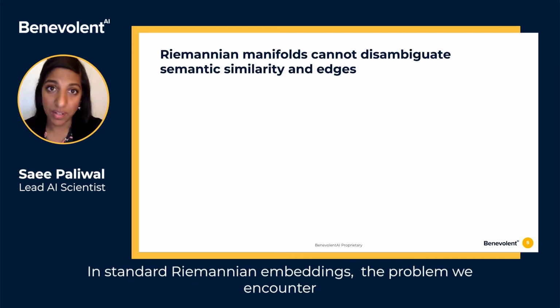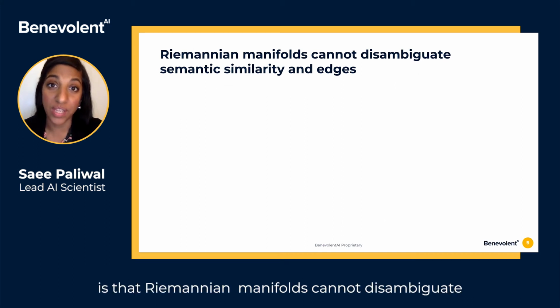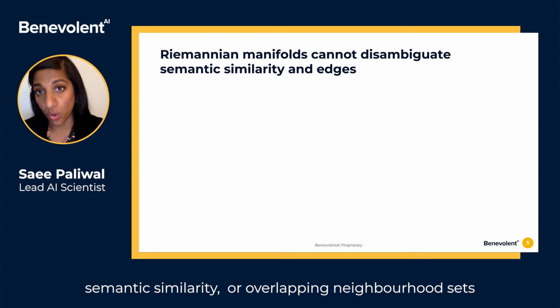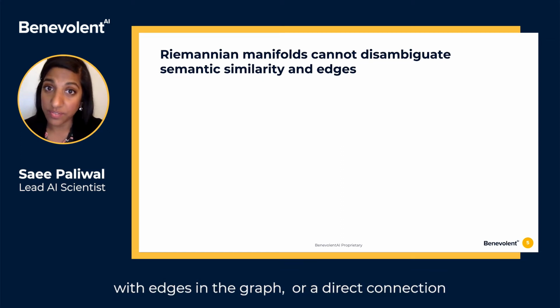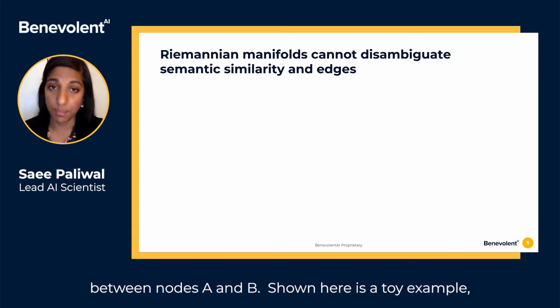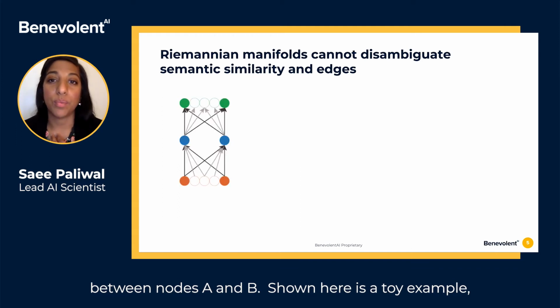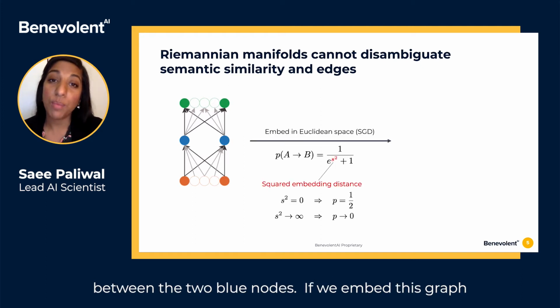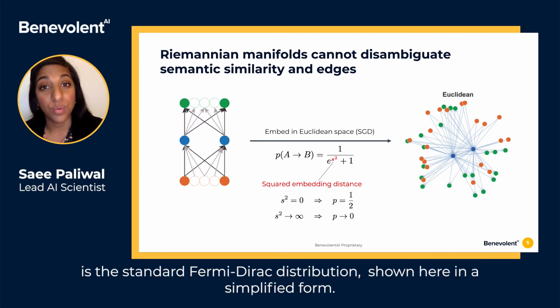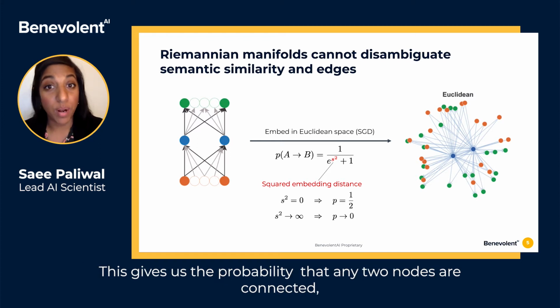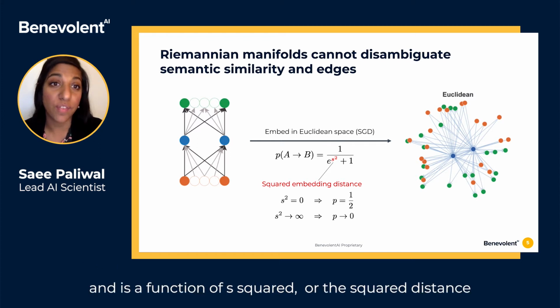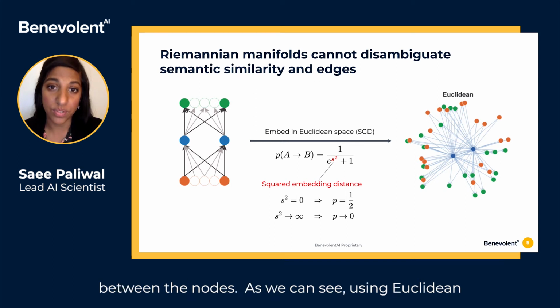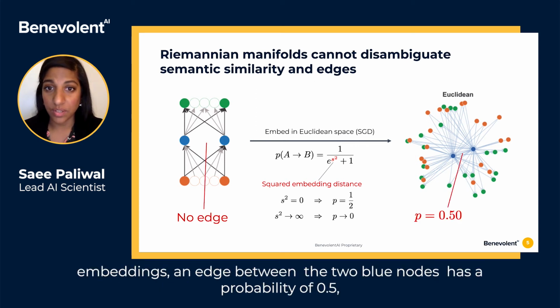In standard Riemannian embeddings, the problem we encounter is that Riemannian manifolds cannot disambiguate semantic similarity, or overlapping neighborhood sets, from edges in the graph, or a direct connection between nodes A and B. Shown here is a toy example, in which we have a tripartite graph in which there is no connection between the two blue nodes. If we embed this graph in Euclidean space, the likelihood model we use is the standard Fermi-Dirac distribution, shown here in simplified form. This gives us the probability that any two nodes are connected, and is a function of s squared, or the squared distance between the nodes.